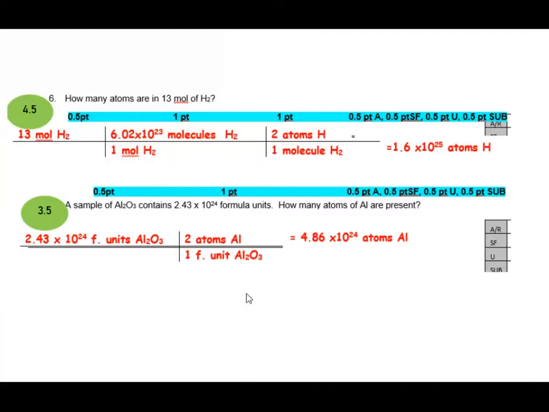Number 7, you're looking at Al2O3, which would be formula units, and you're going from 1 formula unit to atoms of Al. When I look at the formula of Al2O3, there's 2 atoms of Al for every 1 formula unit of Al2O3. So you multiply, don't forget your power of 10. 4.86 times 10 to the 24th atoms of Al.